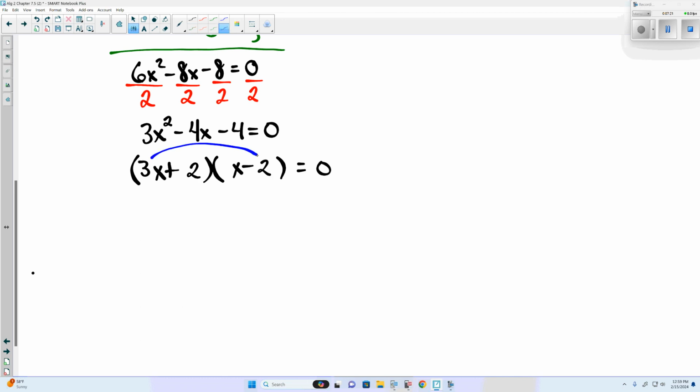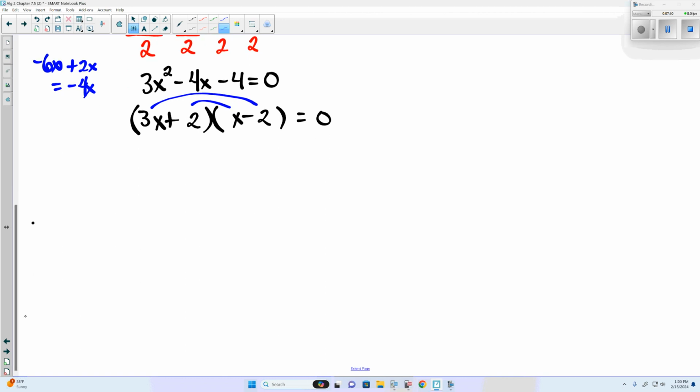Now we can check this here. 3x times -2 is -6x. 2 times x is plus 2x. Telling us the middle term is -4x, which is the correct middle term. So these are the correct factors. Questions on how we factored it?